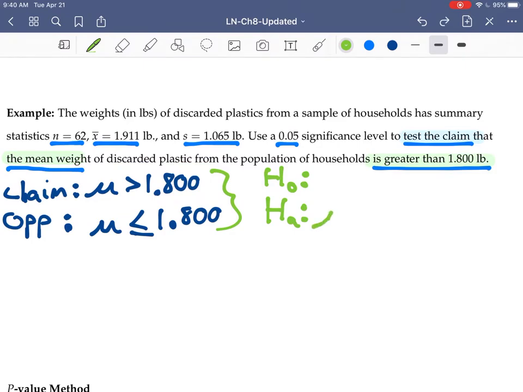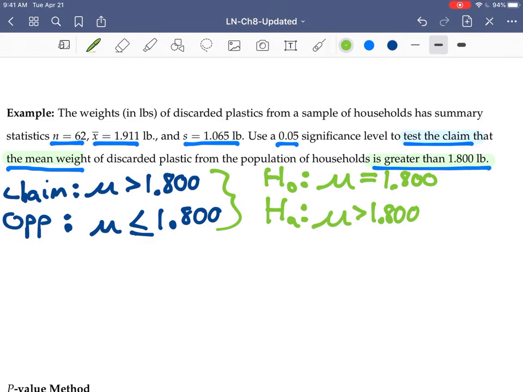So our alternative hypothesis is that the mean is greater than 1.800. The null hypothesis is always a statement that a population parameter, so the mean, population mean here, is equal to some value, and so it's that it's equal to 1.800.